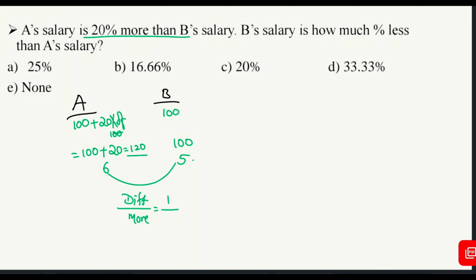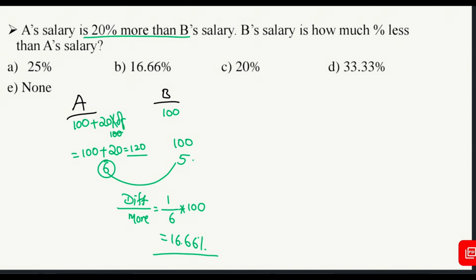B's salary is how much percent less than A? Less is nothing but we need to write the more value. The difference is 1, so the more value will be equal to 6. 1 by 6 into 100. 1 by 6 will be equal to 16.66. So 20 percent is the increase, and we need to decrease 16.66 percent.